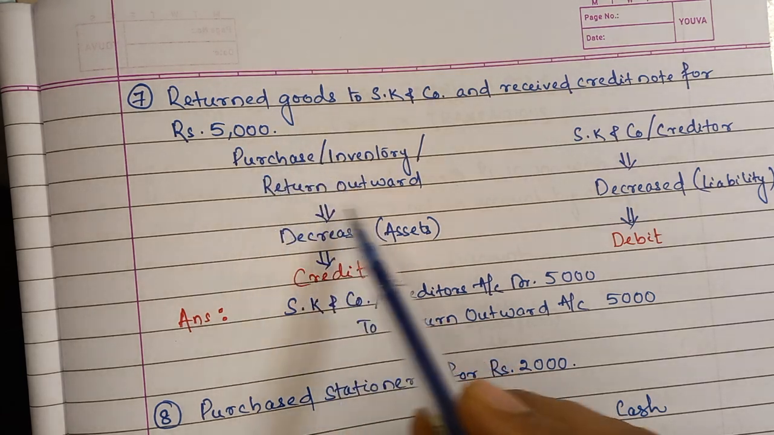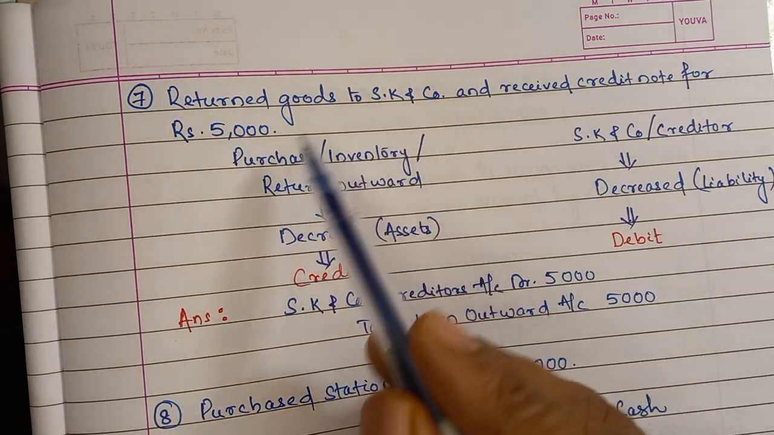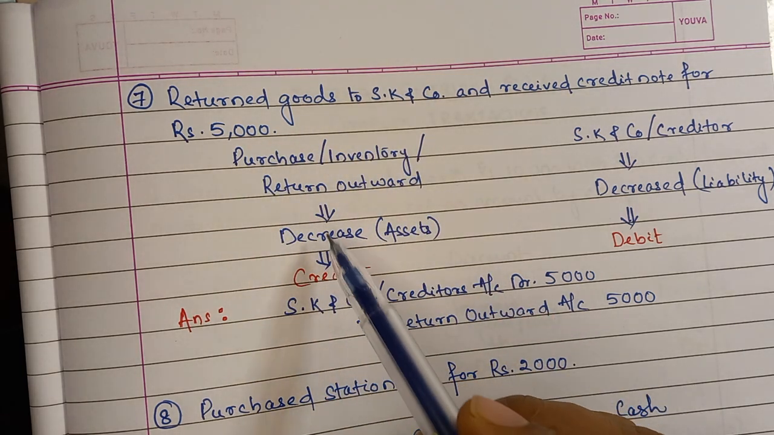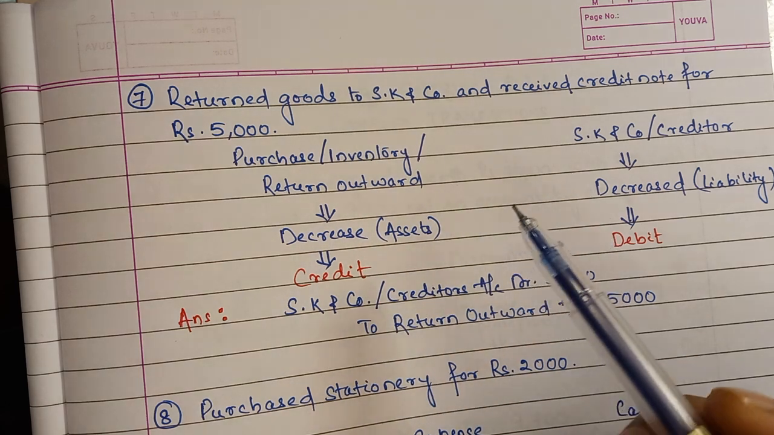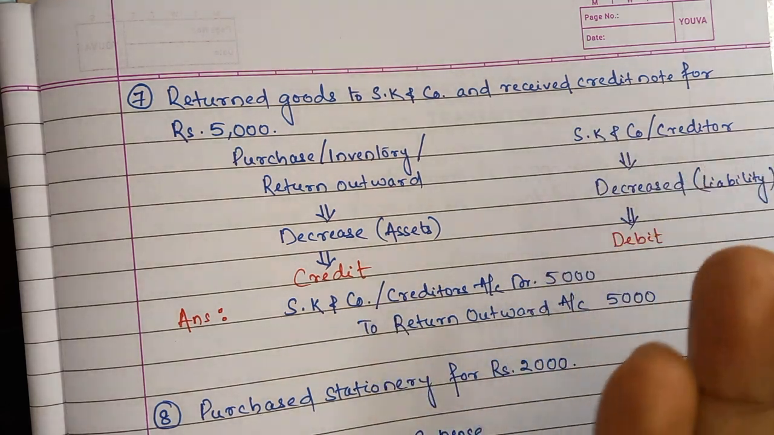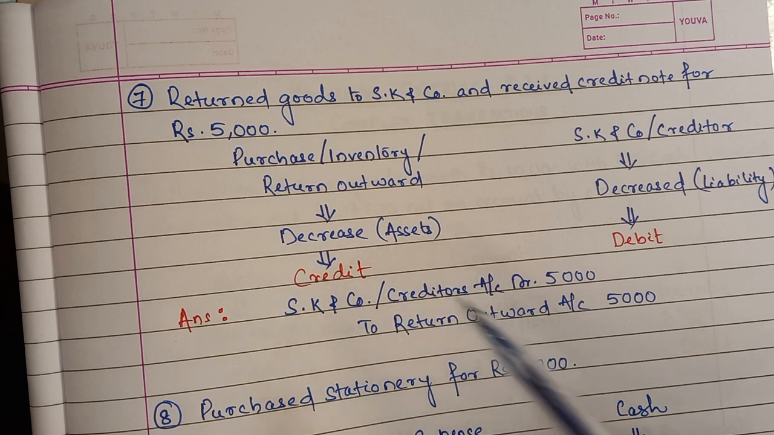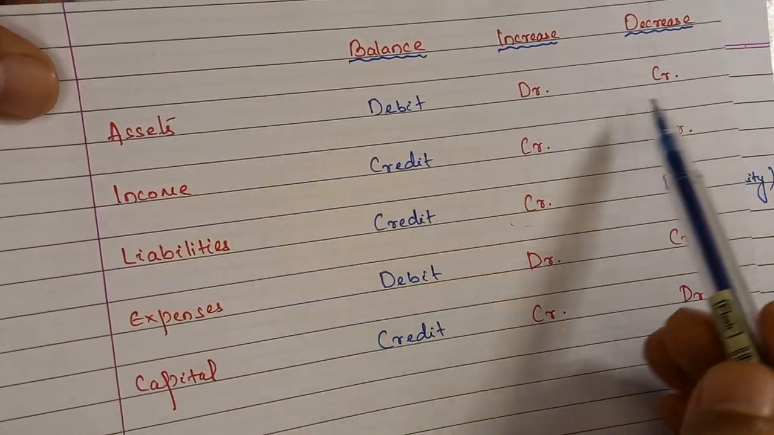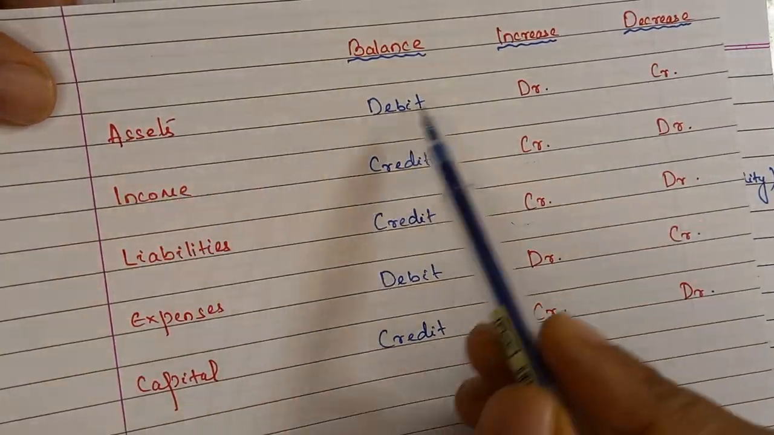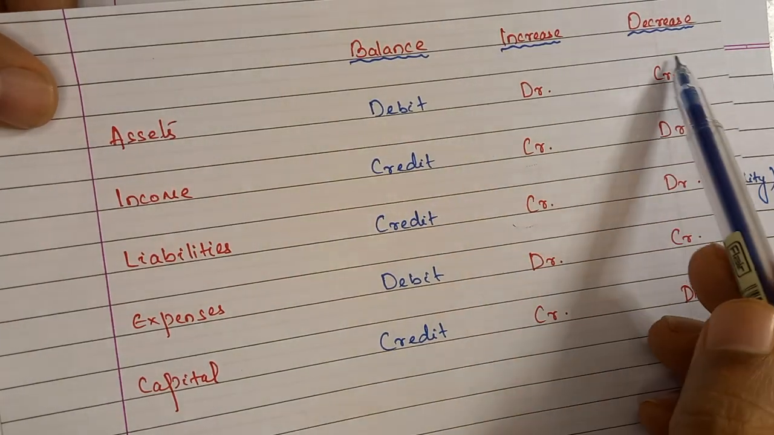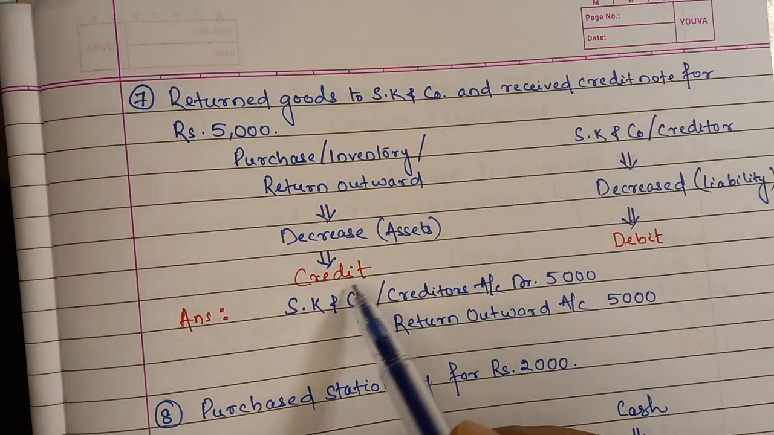Here what is happening? These all are assets, right? Inventory, purchase, all are assets. So asset is decreasing because you are giving back to the supplier, correct? When we purchased, the asset was increasing. Now as you are giving it back, the asset is decreasing. So any decrease in asset is always credit, right? Because asset is debit balance. If you are reducing the asset, it is always credit. So this will be credited.